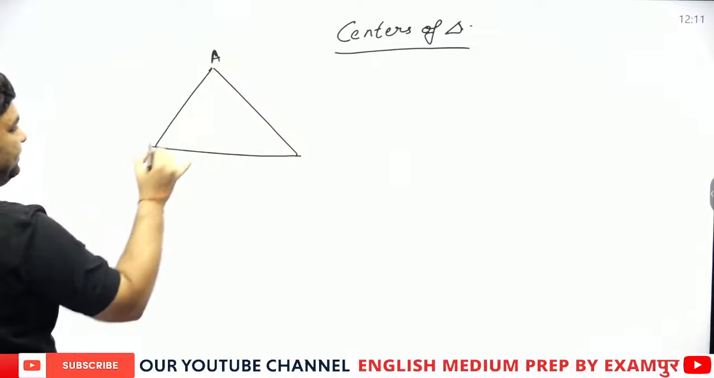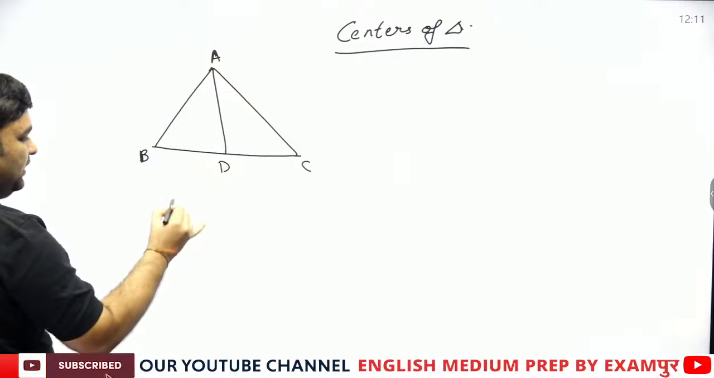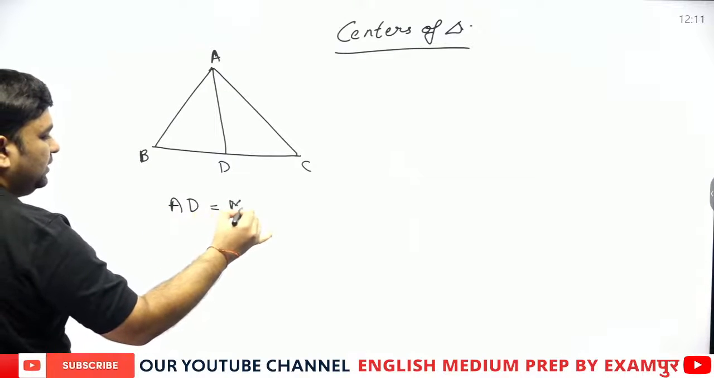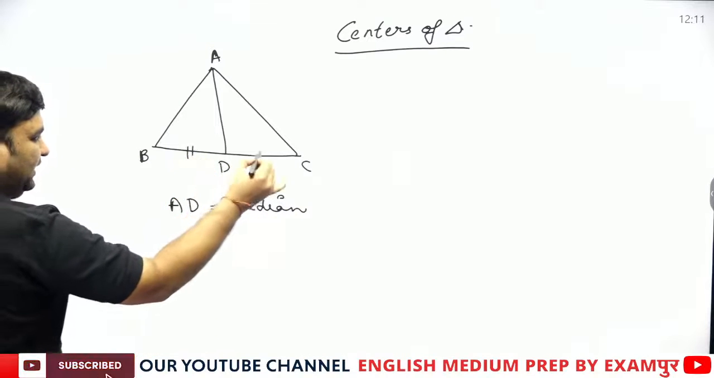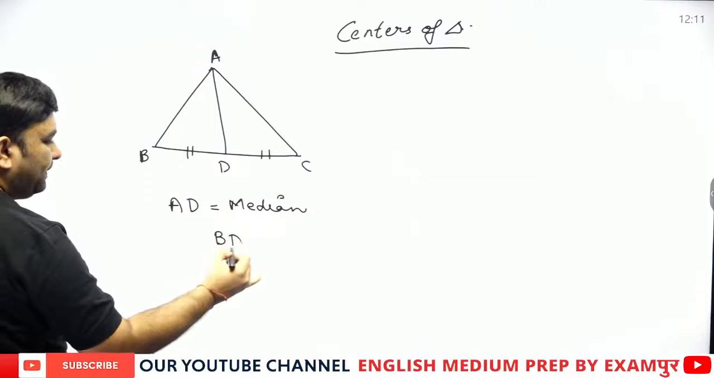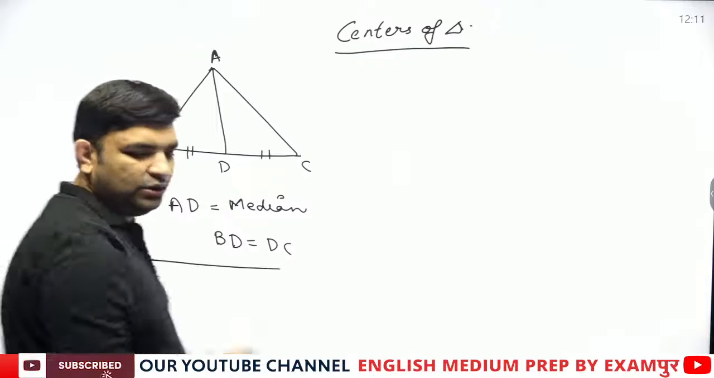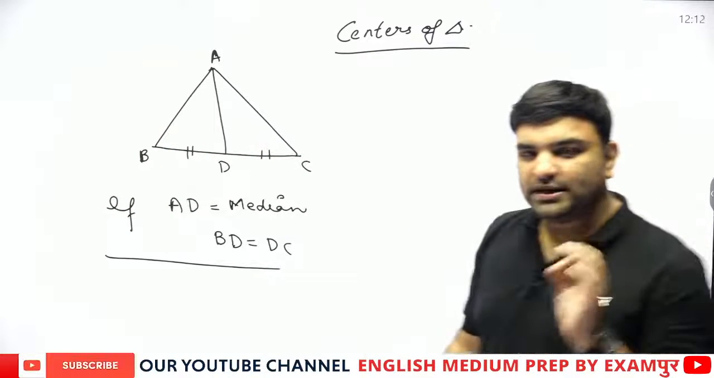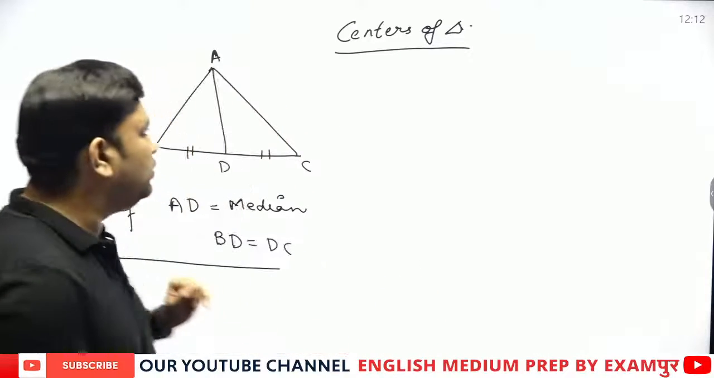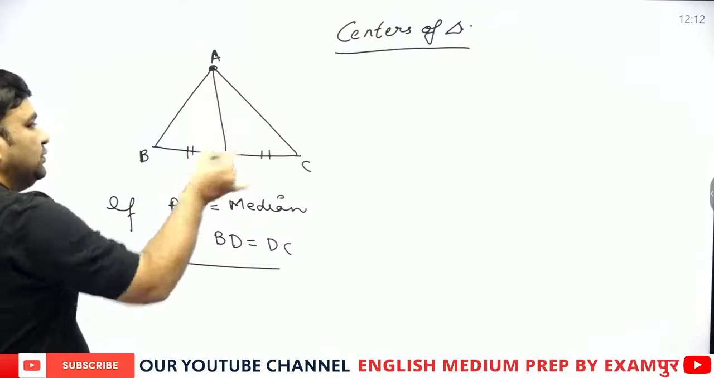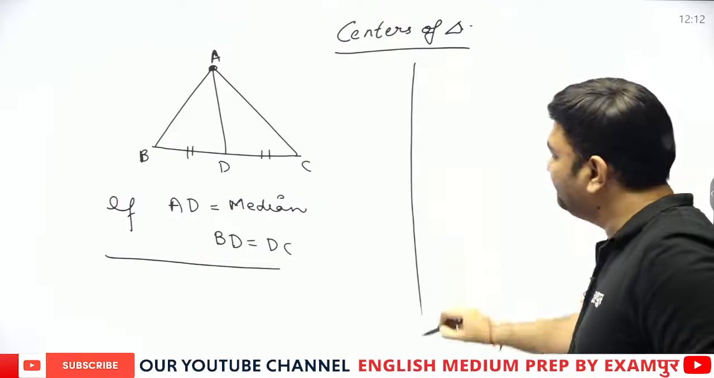What is median, guys? If AD is a median, it will divide the opposite side into two equal parts. So the role of median is it will divide the opposite side into two equal parts, drawn from a vertex to the opposite side.